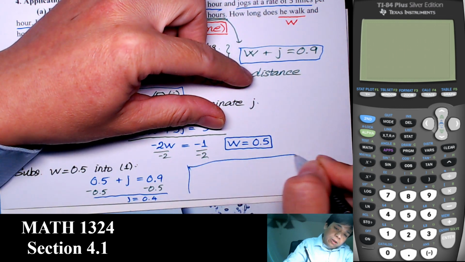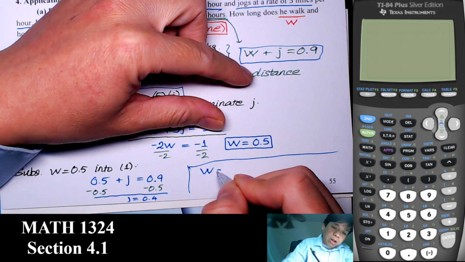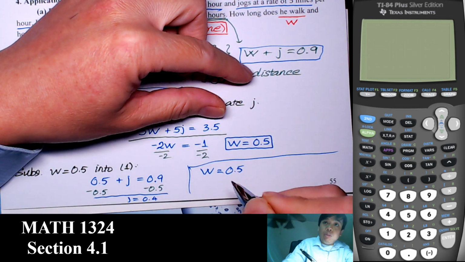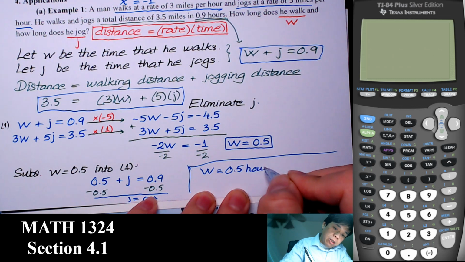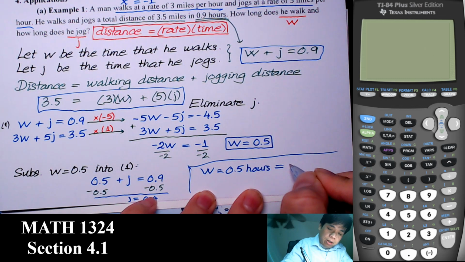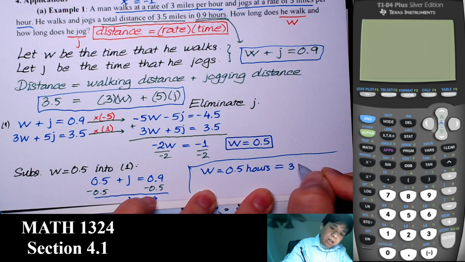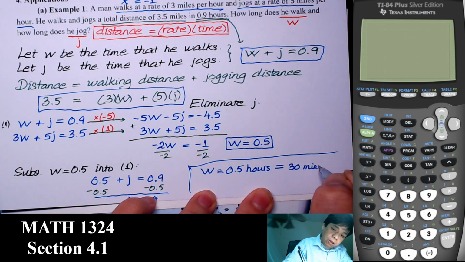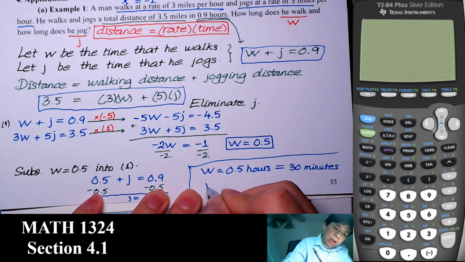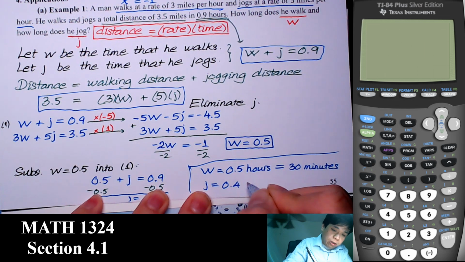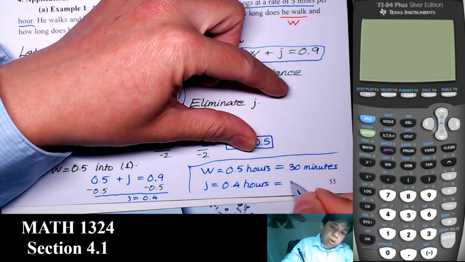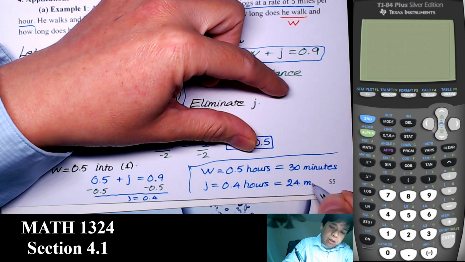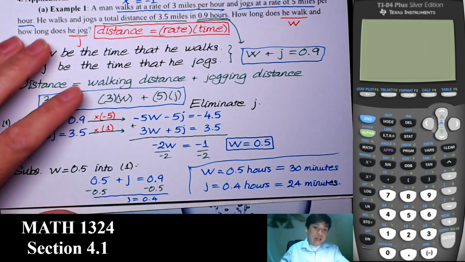And so W, the time that he walked, is 0.5 hours. One hour is 60 minutes, so 0.5 times 60 is 30 minutes. And jogging is 0.4 hours, times 60 will be 24 minutes. That's what we have.